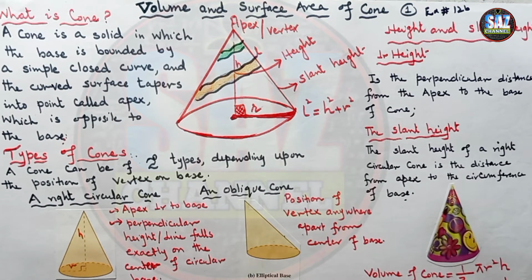This is my first lesson of D2, chapter number 12, exercise 12b, that is about the volume and surface area of cone. In this chapter, we are discussing different solids and their properties and the application of the volume and surface area. Before moving to the lesson, it's really important to understand the basic terms and concepts associated with cone. Coming to the point, what is cone?